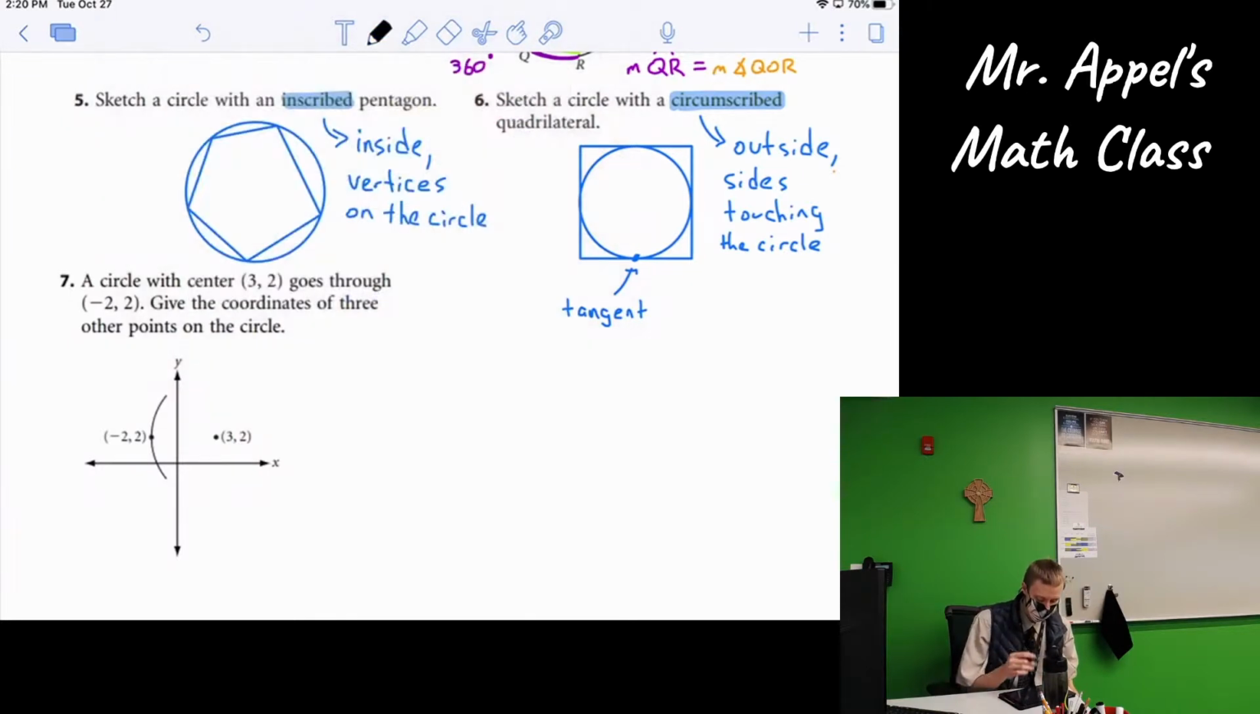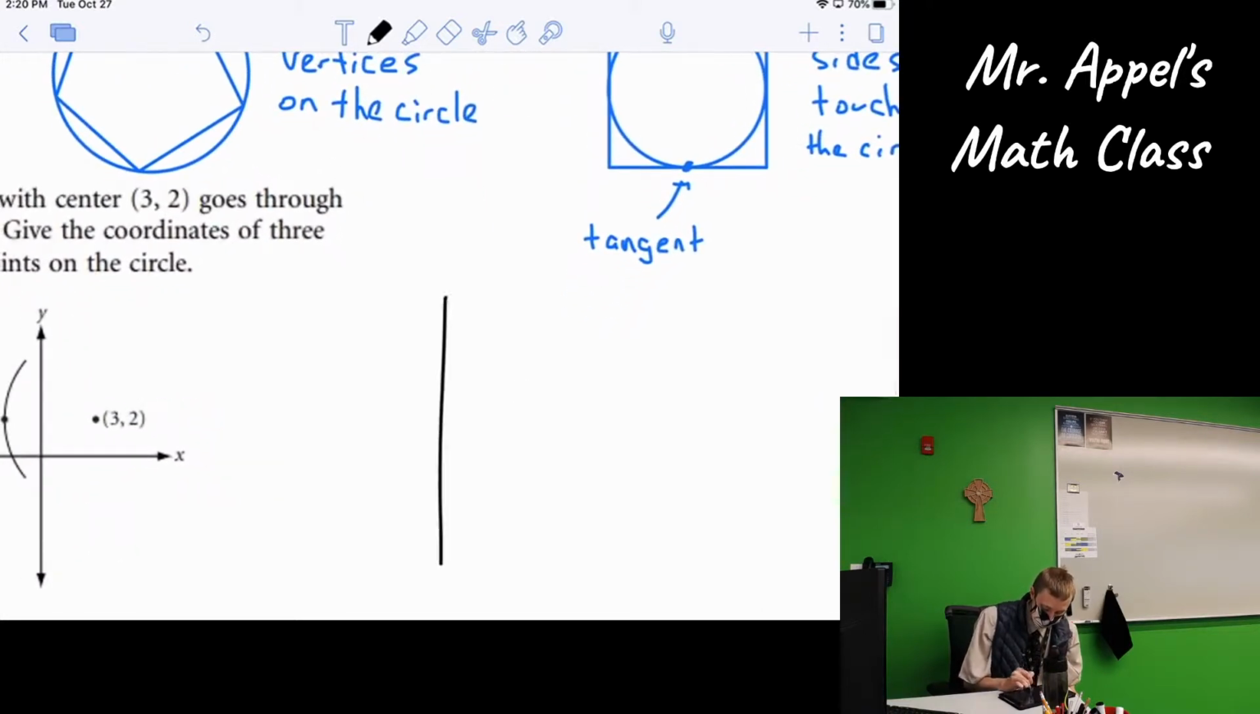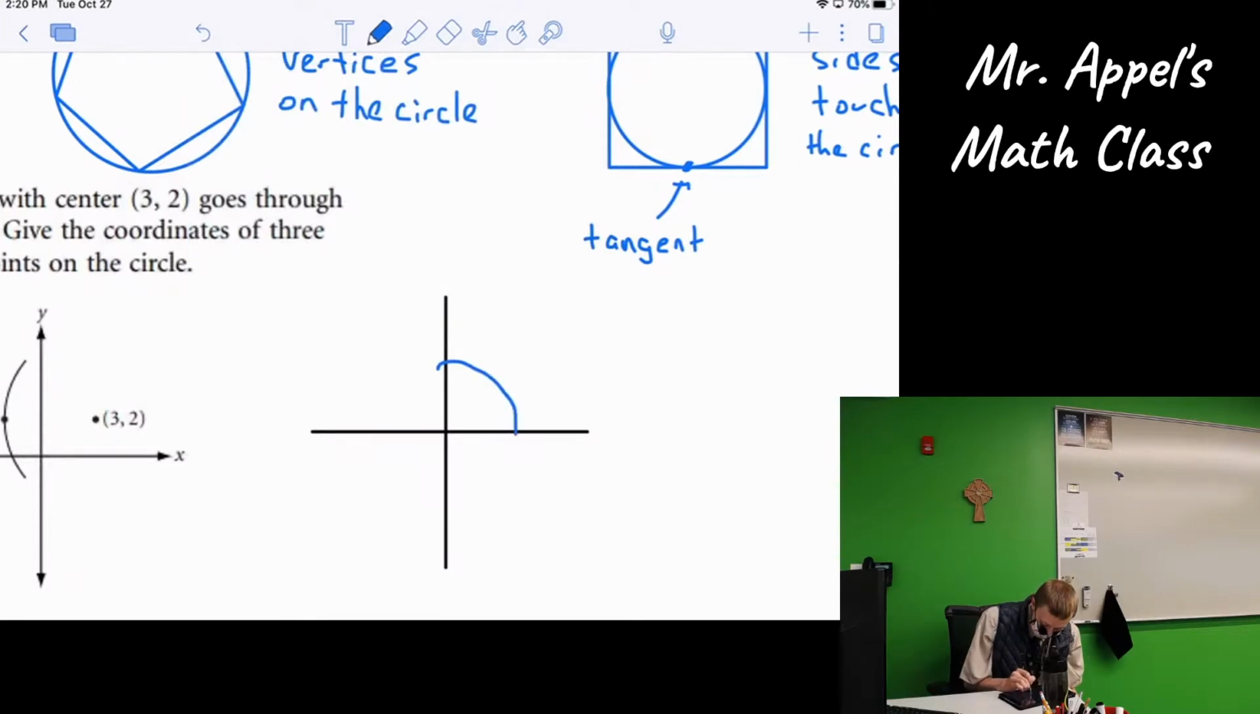I'm actually going to start with a different circle. Let's think of, zoom in here a little bit, let's think of the unit circle. The very basic guy, centered on the origin, which didn't do a very good job there. That's better. So his center is right there at 0, 0, and it has a radius of 1.